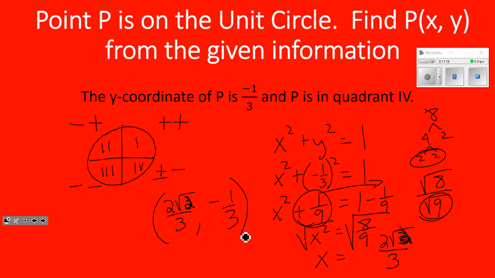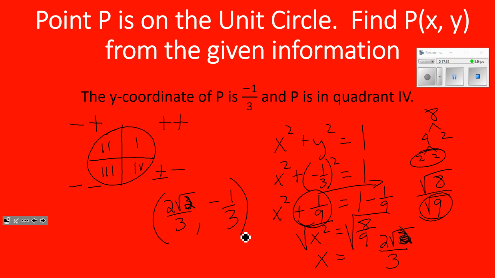2 square roots of 2 over 3. Thank you. Positive 2 square roots of 2 over 3 and negative 1/3. It's the whole point. Okay, but you're going to have to go back. That's going to come back to bite a lot of us on test days, because you're going to have to make the decision, is it positive or is it negative? Meaning you're going to have to go back and look at your unit circle and see what quadrant you're in to make that decision, whether it's positive or negative.